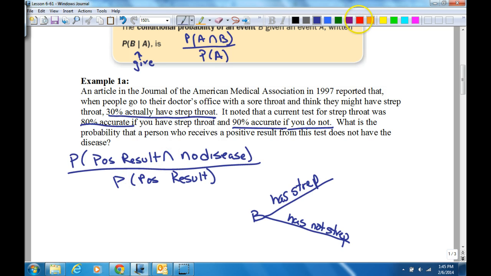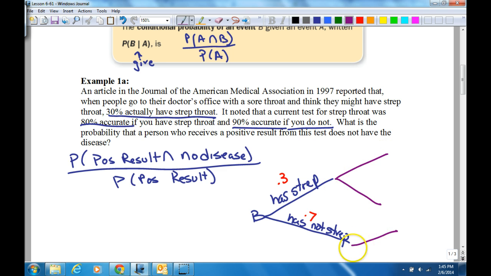We already see that 30% of the people that go in actually have strep. So I'm going to put that in decimal form, 0.3. If 0.3 have strep, how many do not have strep? 0.7. Good. Next, I'm going to break this up.